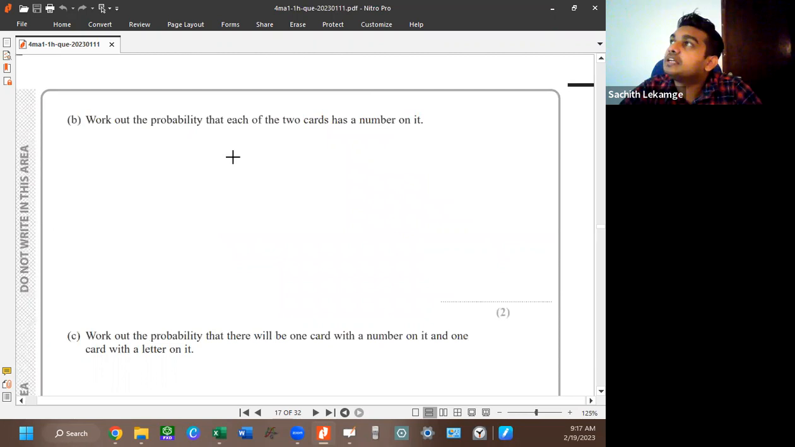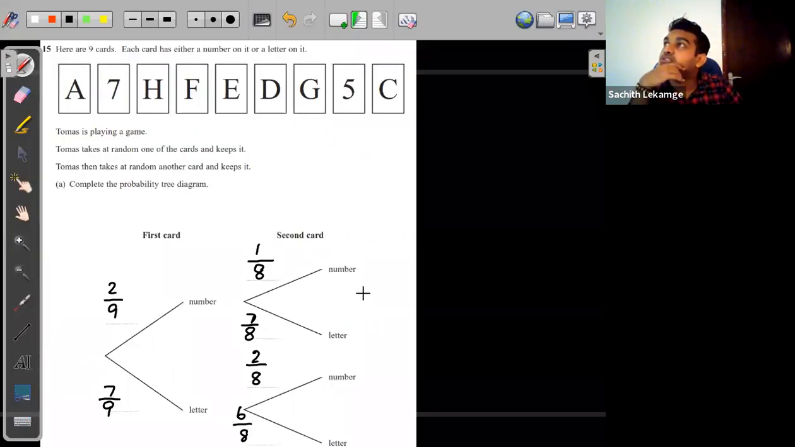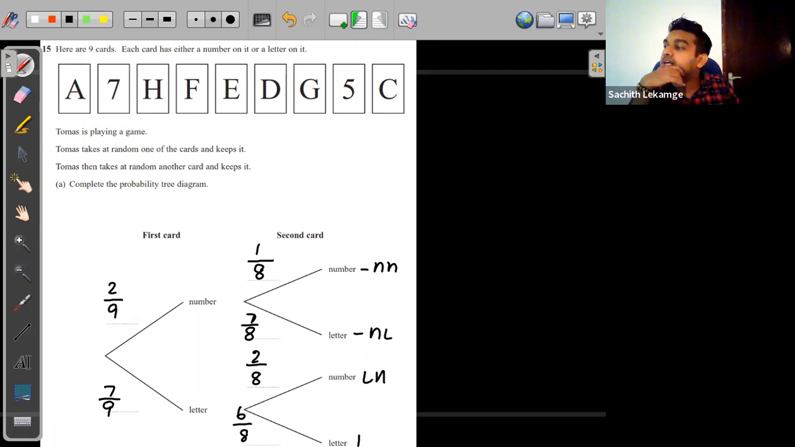Work out the probability that each of the two cards has a number on it. From this, they want you to work out the probability that each of the two cards has a number on it, which means they need this one, number number. If you check this one, this is NN, number number, this is number letter, this is letter number, this is letter letter, but we need the probability of this one. So what is it?